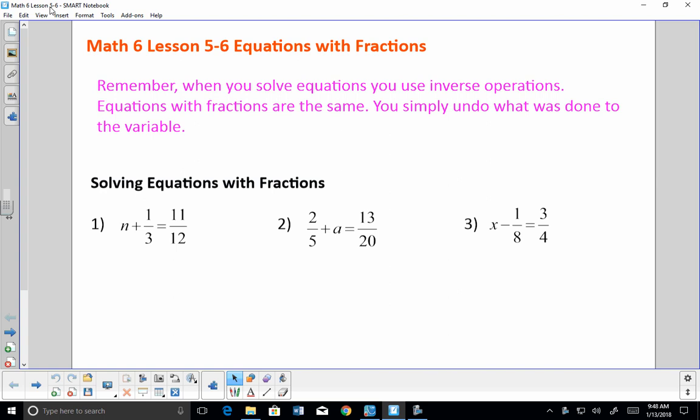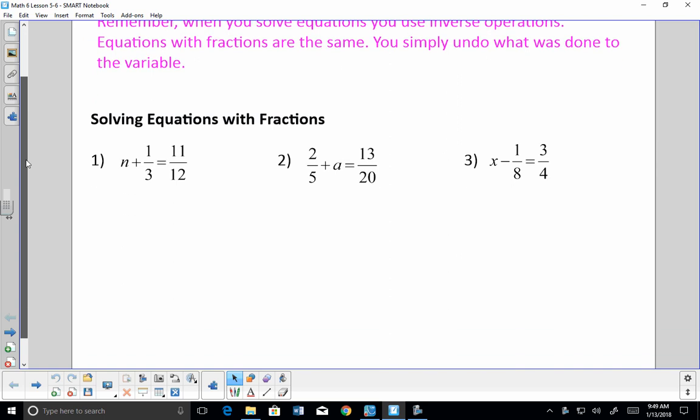To solve an equation, you use inverse operations, which means if they add something to the variable, you will subtract it. If they subtract something from the variable, you will add it. You will undo what was done to the variable. Let's look at some examples.